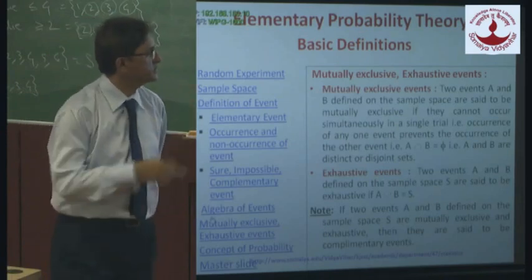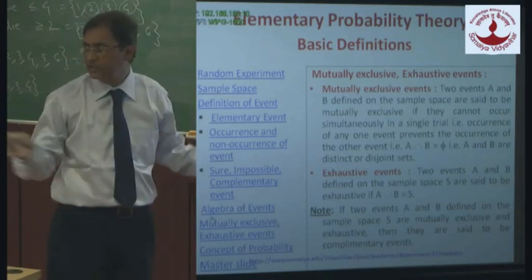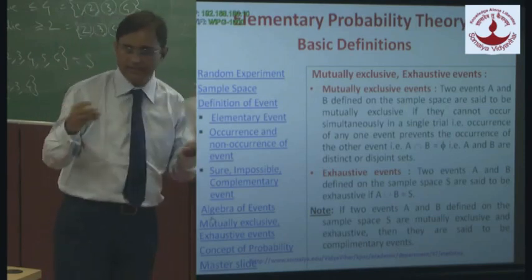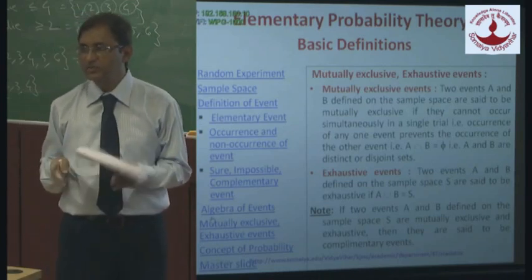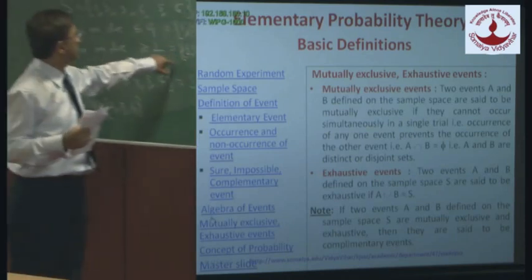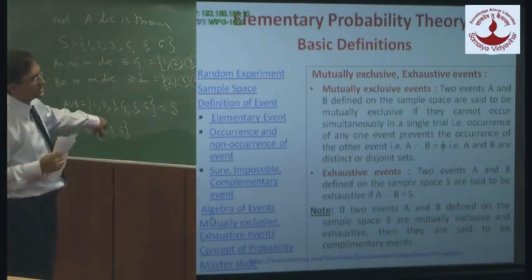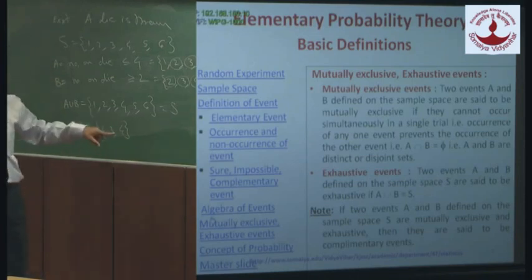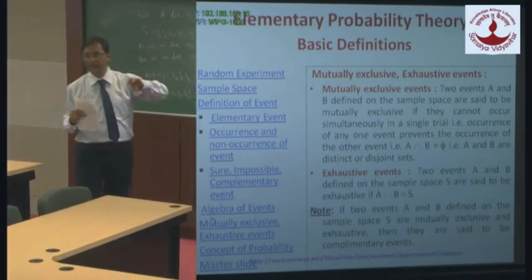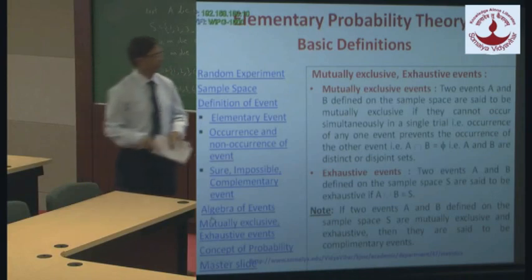Exhaustive events. 2 events A and B are defined on the sample space. If A union B is equal to S, as in the example I just did, you will get a complete sample space, and then that is known as exhaustive events. So if they are exhaustive as well as mutually exclusive, then they are said to be complementary. You can see that these 2 events are complementary. In the earlier case, A intersection B is not a null set. If A intersection B is the null set, then they are mutually exclusive. Mutually exclusive events have nothing in common. Then, being exhaustive too, they are said to be complementary.